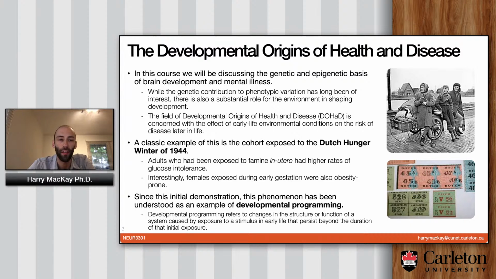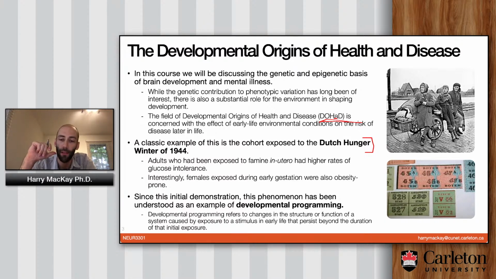So this is what we're interested in with the field of developmental origins of health and disease. You can call this DOHaD for short, developmental origins of health and disease. So DOHaD. We're interested in the effect of early life environmental conditions on the risk of disease. And the classic example of this that got the whole field going was looking at the cohort exposed to the Dutch hunger winter of 1944.